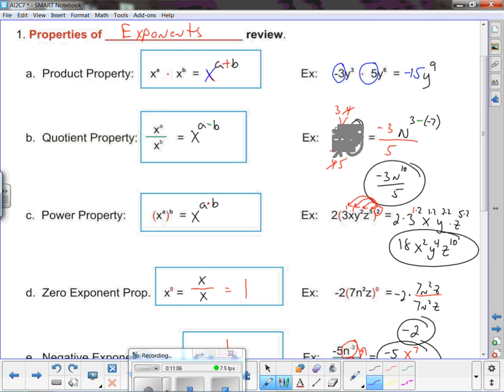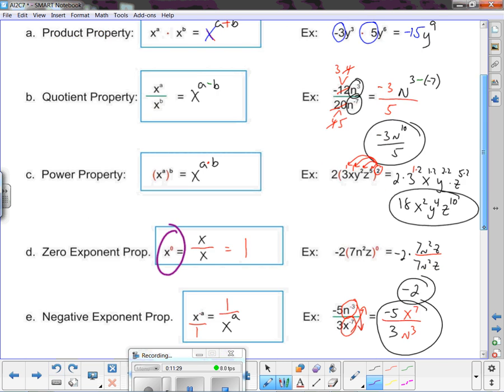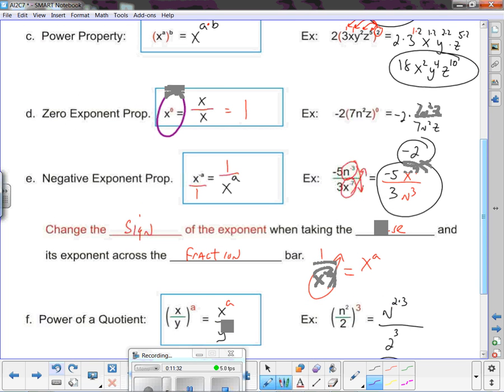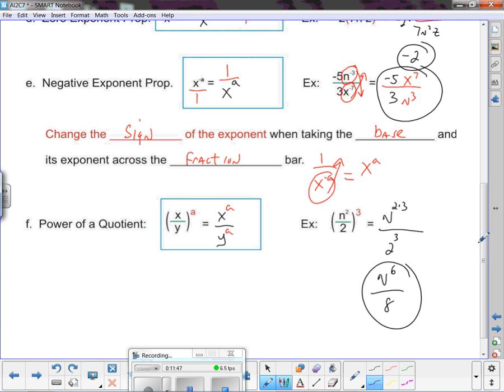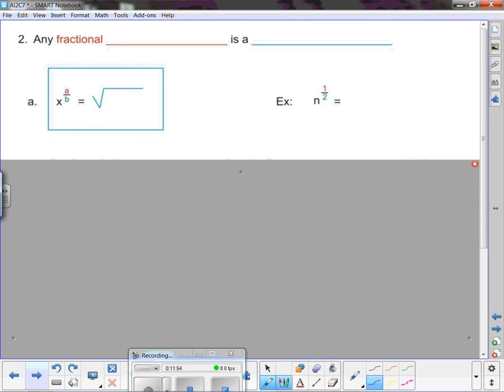Real quick review. X to the a times x to the b equals x to the a plus b. X to the a divided by x to the b equals x to the a minus b. X to the a to the b equals x to the a times b. Anything to the 0 power is the base divided by itself, therefore it equals 1. Negative exponents in the numerator become positive exponents in the denominator. Negative exponents in the denominator become positive exponents in the numerator. And a fractional base means you apply the exponent to both the numerator and the denominator. Okay, easy enough. Let's go on to number 2. All right, number 2, any fractional exponent.